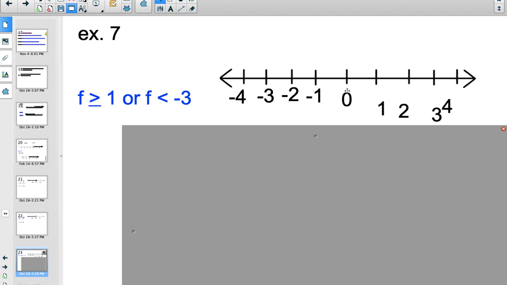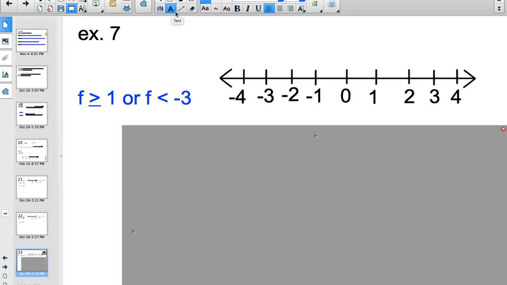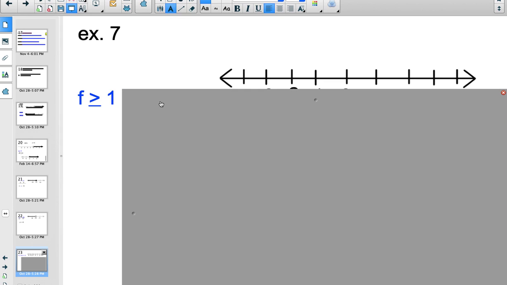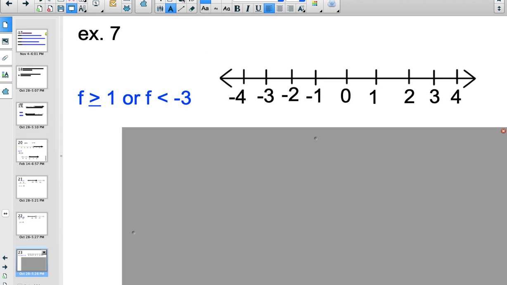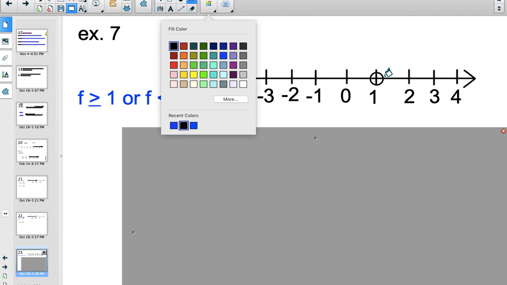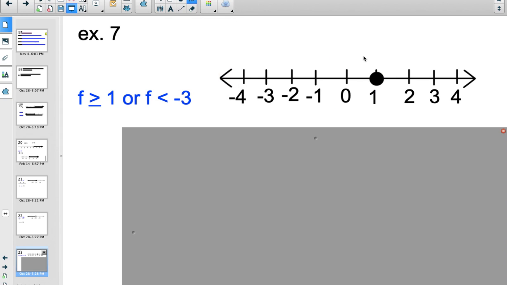This is kind of like the roller coaster example where you have to be above a certain height, but below another, like you've got to be above 3 foot 5 inches, but you have to be below 7 feet. So sometimes an inequality could have 2 requirements. If I'm looking at the first one, f is less than or equal to 1, well, that's a closed circle on 1, shaded to the right.